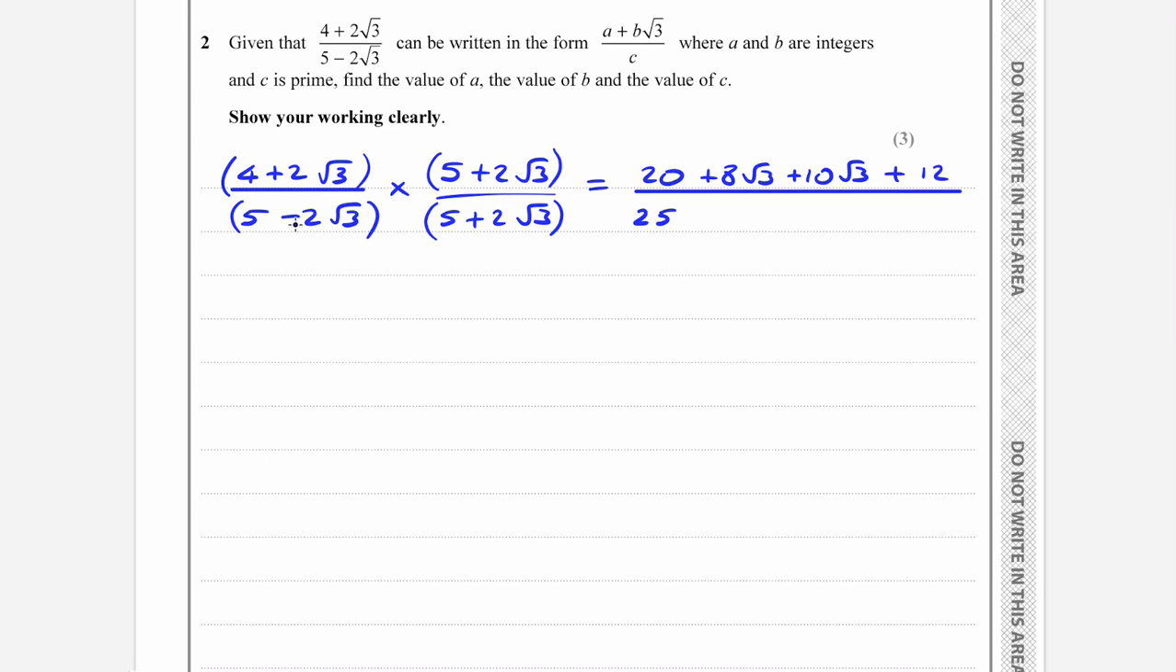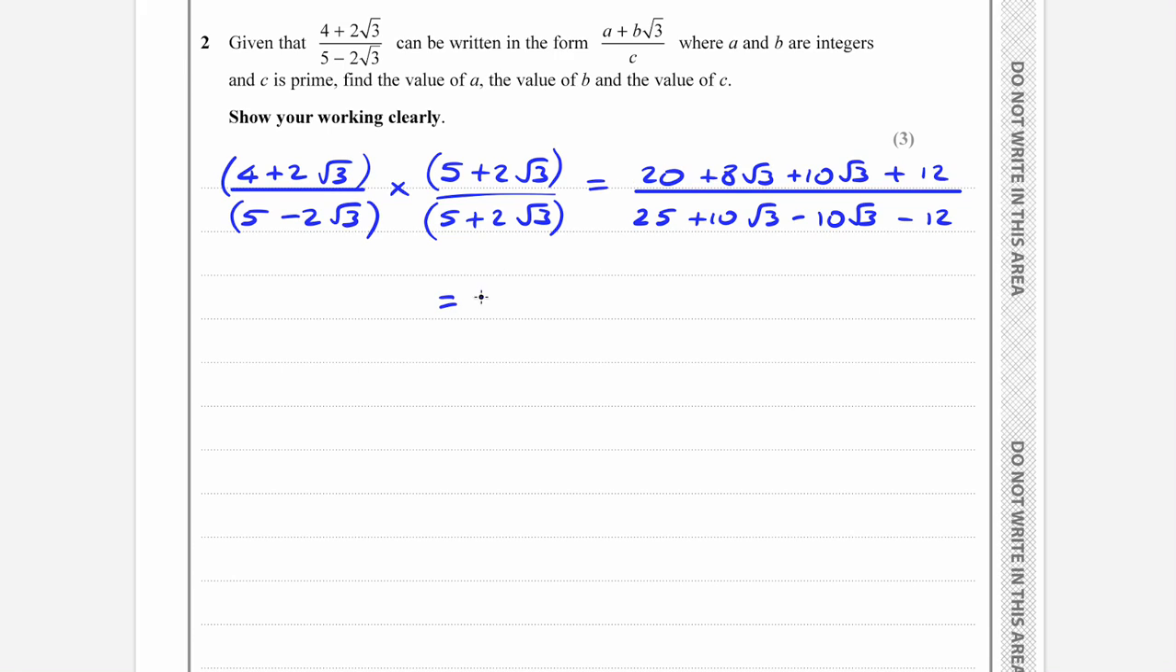Then we have plus 10 root 3 minus 10 root 3. I'll just write that. Plus 10 root 3 minus 10 root 3. They will cancel, which is the point of this whole thing. And then this is minus 12 for the same reason.